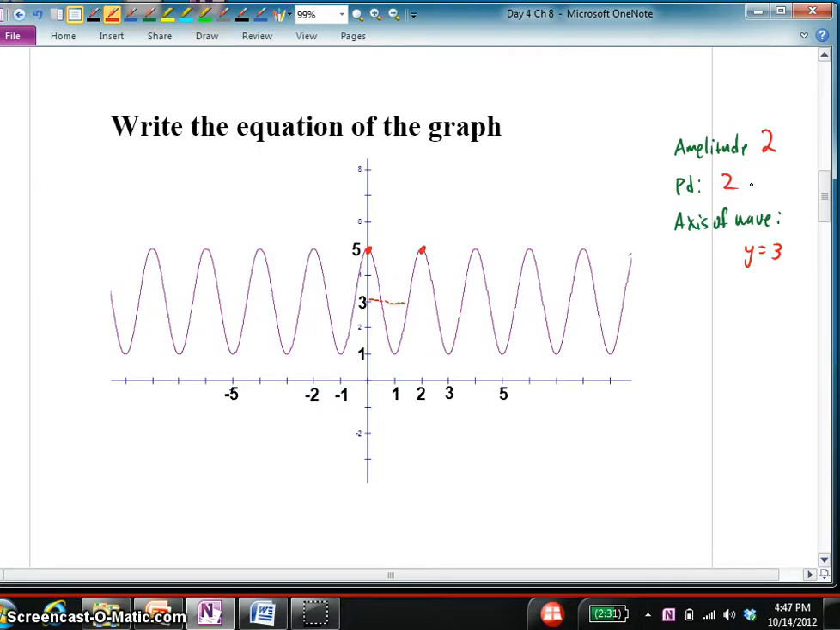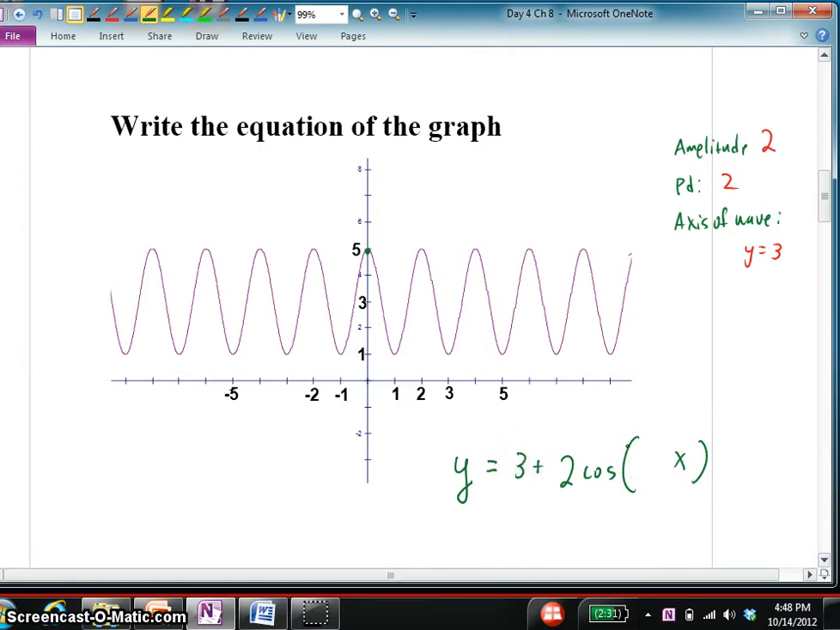Now I have a decision. I can write this as a cosine equation or as a sine equation. It seems logical to write this as a cosine equation because we're starting here at the top. So I am going to write it as a cosine to start. So it's 2 cosine of something x plus 3.